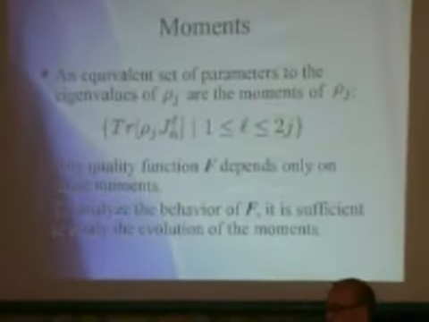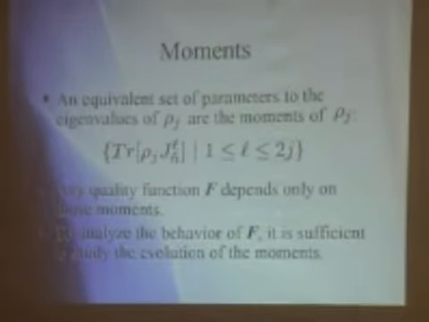Okay, so there's an equivalent set to the eigenvalues of the quantum reference frame. It's what we call the moments. Just so that you know, rho j actually has 2j plus 1 eigenvalues. Of those eigenvalues, they're actually not independent because the sum of them must be 1. But this gives you a set of parameters that's equivalent to this set of parameters here.